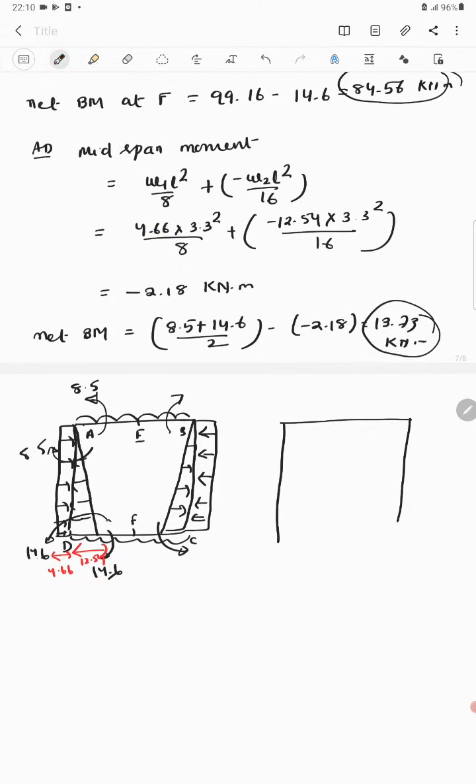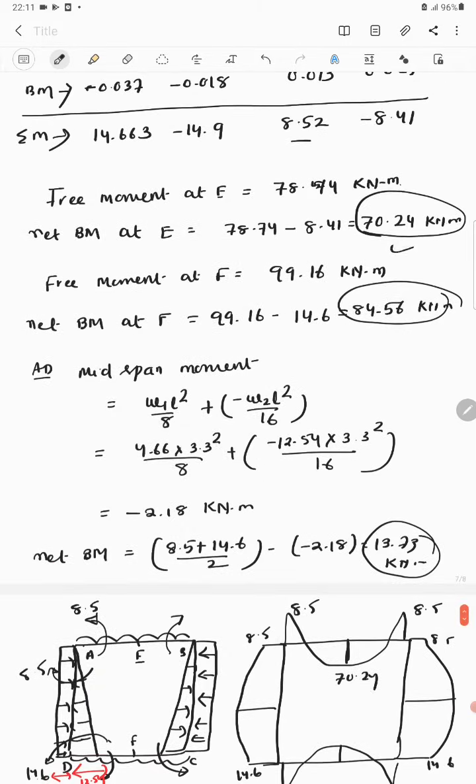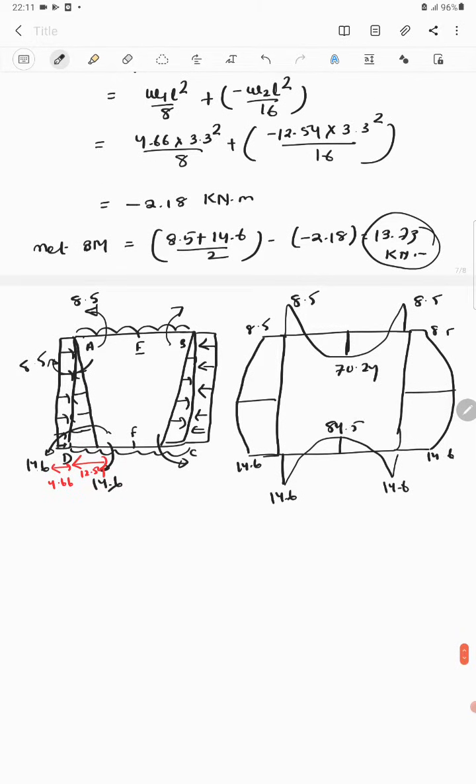Draw this. 8.5, this is 8.5, 8.5, and this is 14.6, 14.6, and this term, this is how much? 70.24. Next is 84.56, and this is 13.73.